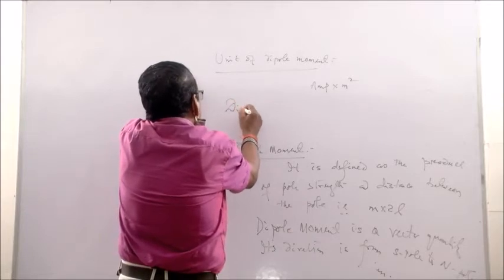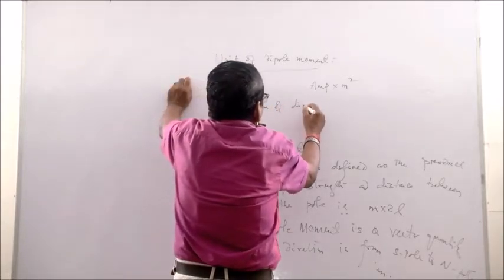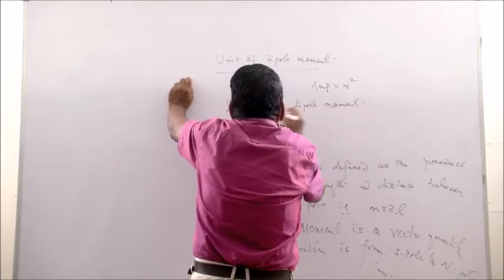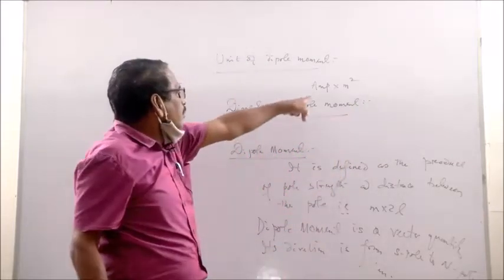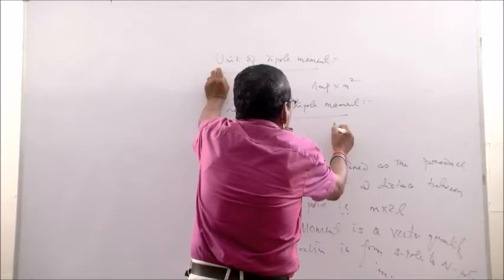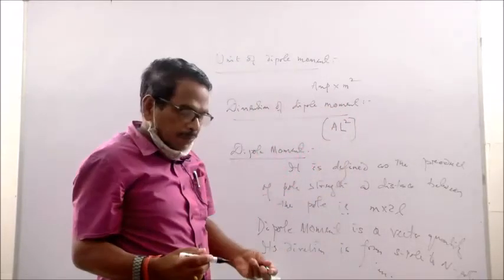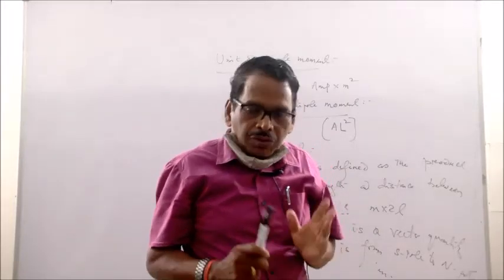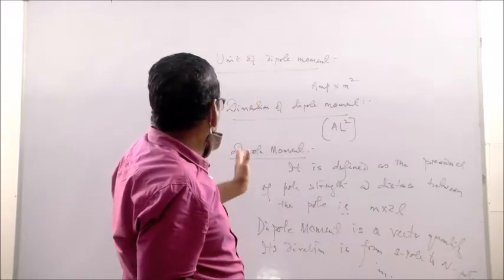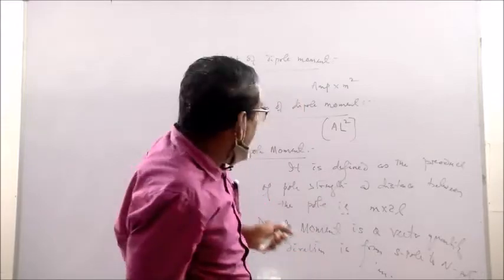Dimension of dipole moment is very simple. You need not remember it, because from the formula you can find out the dimension of dipole moment. Ampere dimension is A, meter square is L square. So you know what a magnetic dipole is, the definition of dipole moment, the unit, the dimension, and whether it is a scalar or a vector quantity.